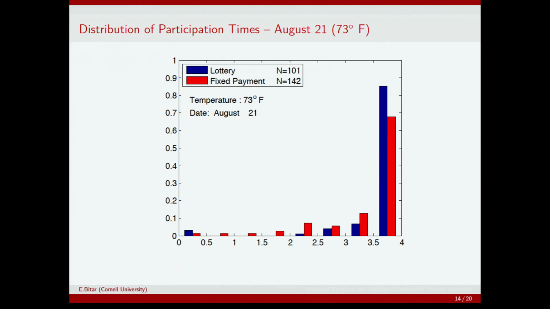So again, these are just histograms. The blue is the lottery group. The red is the fixed payment group. And it's a histogram over participation times. You can clearly see that the lottery group has a fatter tail on the right. Namely, people were staying in for longer periods of time.